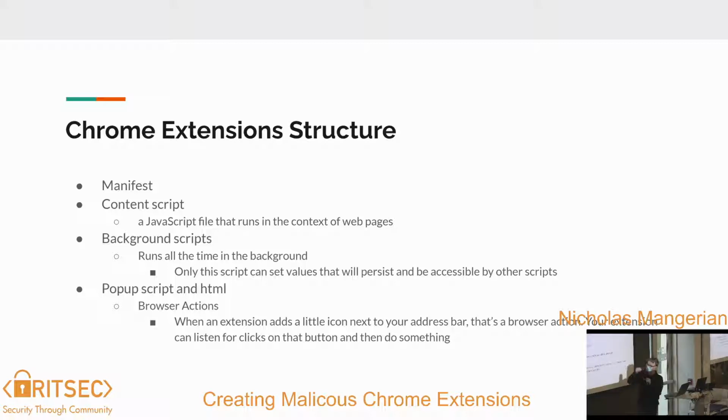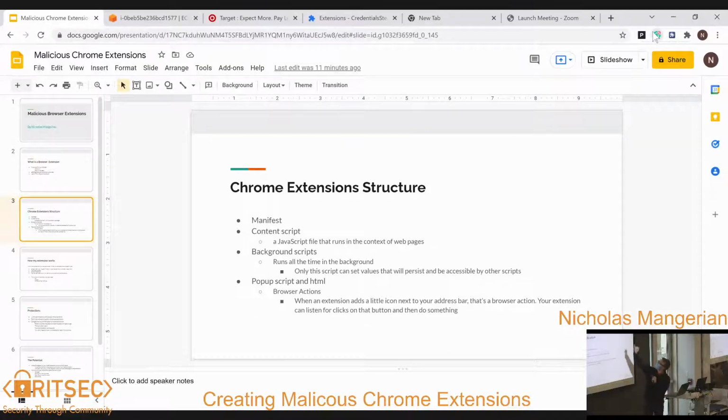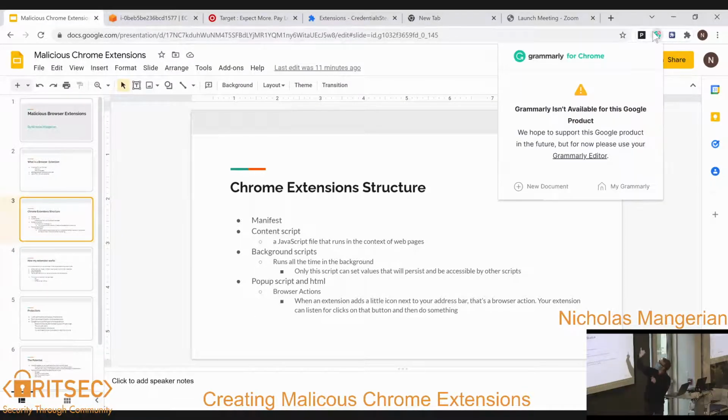Background scripts run all the time and never refresh. That's where you want to keep all your variables, because they persist as long as the Chrome extension is enabled. And then there's the pop-up script and HTML. That's used for when I click on Grammarly and this little page comes down right here. That's defined by the pop-up script and HTML.